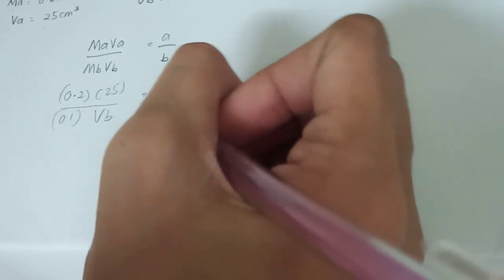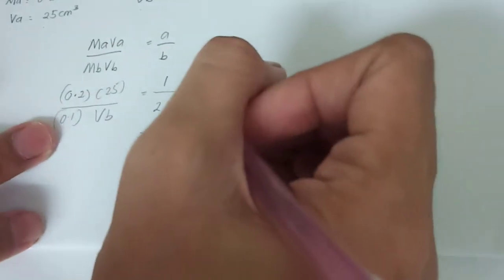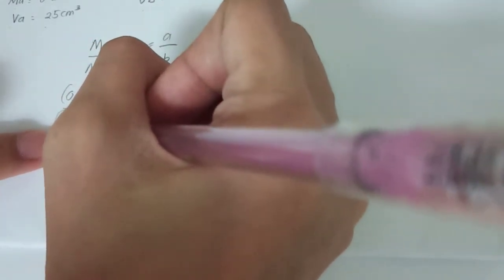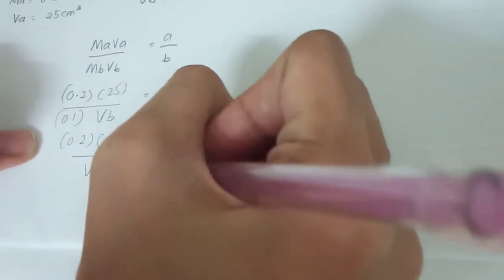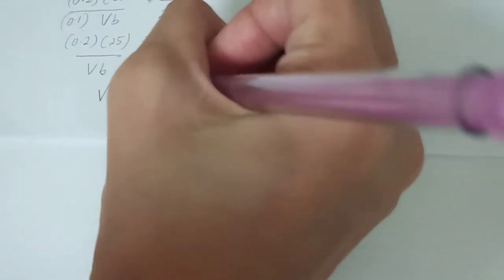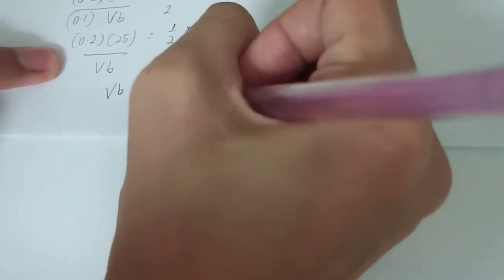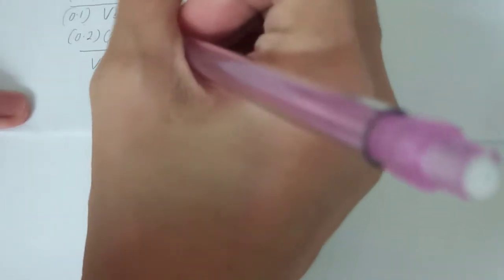Okay, so let's calculate. Just move them. So first we remove the 0.1 first. So 1 over 2 times 0.1. Then we are left with 0.2 times 25 over VB. Okay, and then we leave VB only here. So 1 over 2 times 0.1 over 0.2, 25. Just divide it. Okay, and then you get your VB.